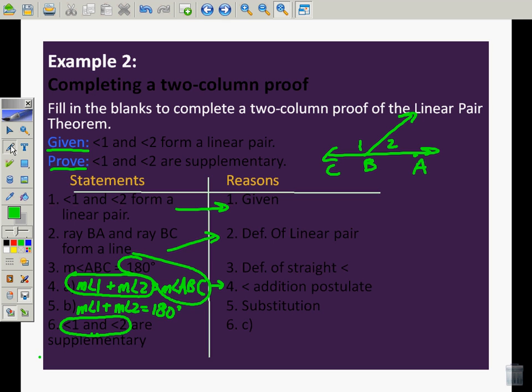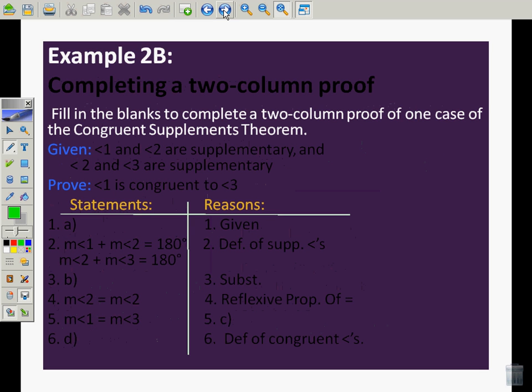Okay, so angle 1 and angle 2 are supplementary. Why can we say that? Well, what are we looking at? We're looking at the definition of supplementary angles. Okay, definition of supplementary angles means they add up to 180. That's tied to this, and it's also tied to this. Okay, and so that's the process.